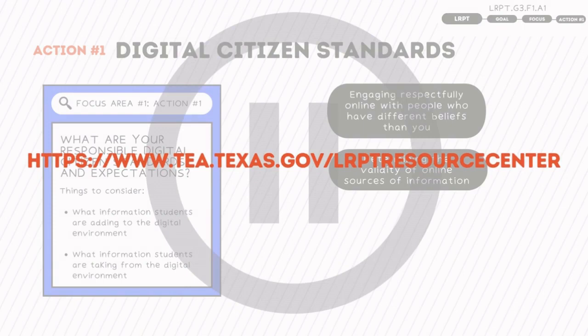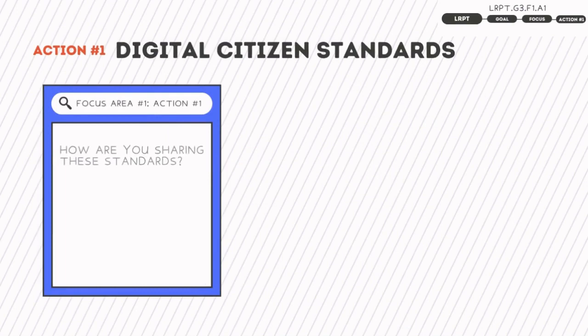Pause the video here and use your workbook to write down some examples of your district's digital citizen standards and how you address both the intake and output for the digital environment. The second part of this action is to outline how you will be sharing these standards with the school community: students, parents, staff, and teachers.